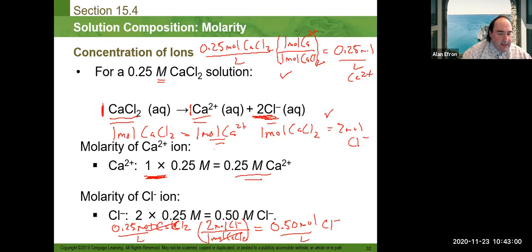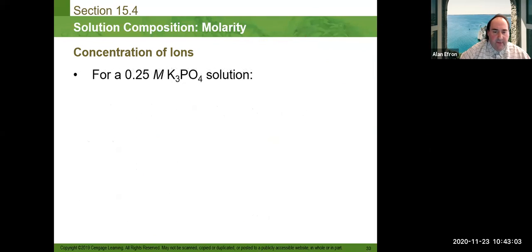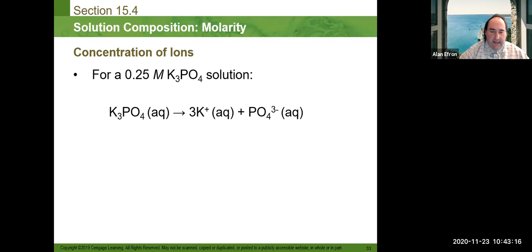So let's take a look at another example of this. If we look at potassium phosphate, and remember, these are ionic compounds. So when they go for a swim, they're not going to stay together. They're going to break apart into their ions in that solution. So where we want to start is how it breaks apart. We see that for every one potassium phosphate unit, we get 3 potassium ions, and also 1 phosphate ion.